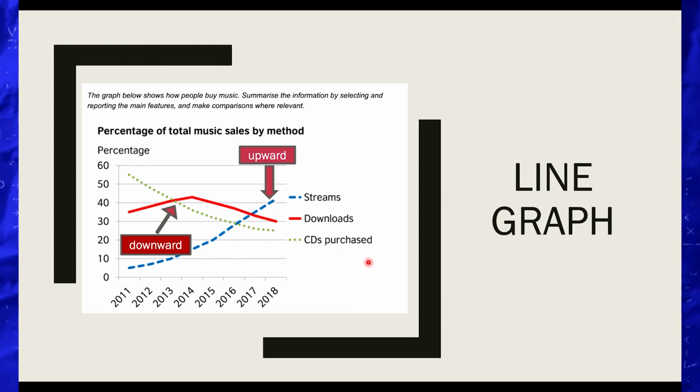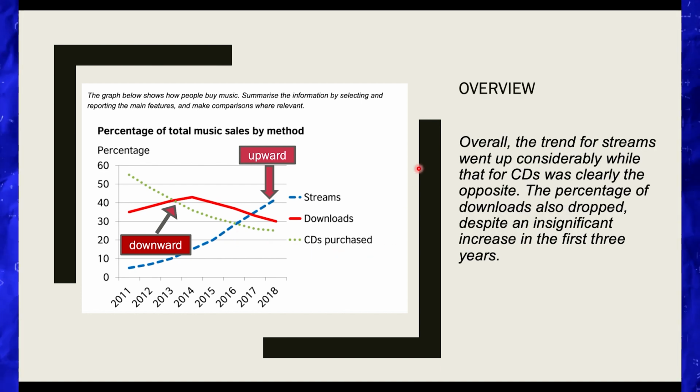Alright, and this is how you may start your overview. You could say, overall, the trend for streams went up considerably, while that for CDs was clearly the opposite, right? So this one went up considerably, while the one for CDs was clearly the opposite. It means it went down.